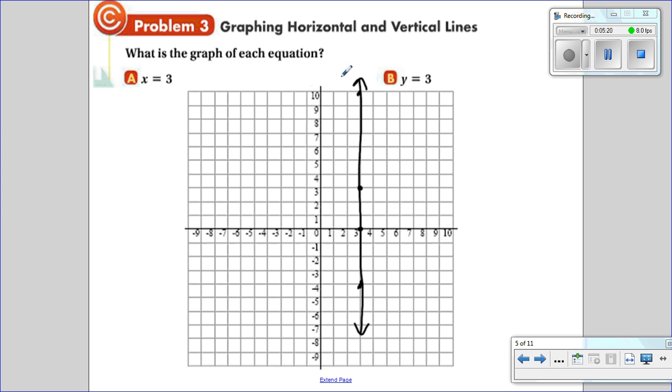Okay, so this is part A. And the exact same thing is true except it's with the y-axis. When y equals a number, it's just a horizontal line. So this is line B.